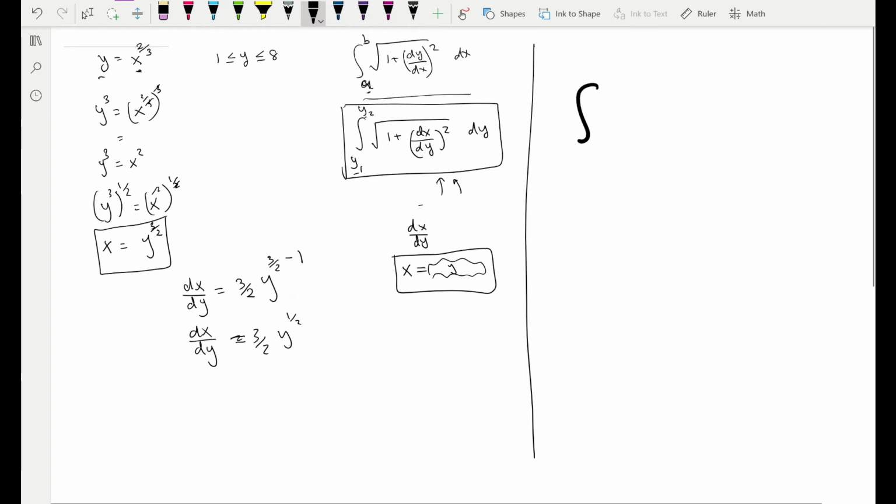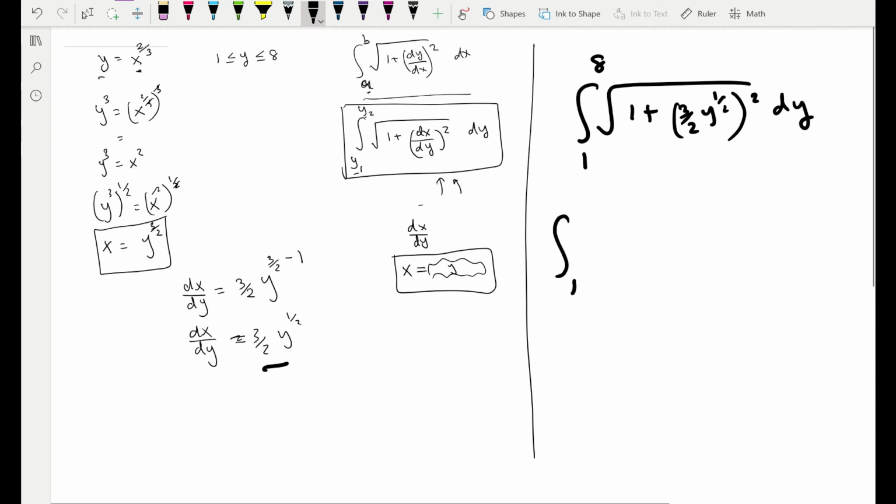Now the limits of y are going from 1 to 8. Square root of 1 plus the square of dx/dy, so 3 over 2 y to the half, squared, dy. So 1 to 8 square root of 1 plus, if you square it, 3 squared is 9, 2 squared is 4, y to the half squared is y. The 2 cancels out in the power and you get y. So you just need to integrate this.